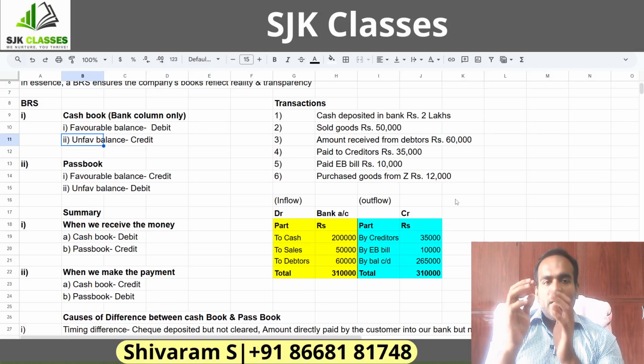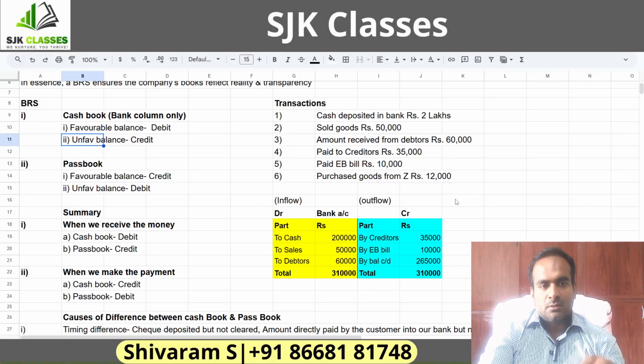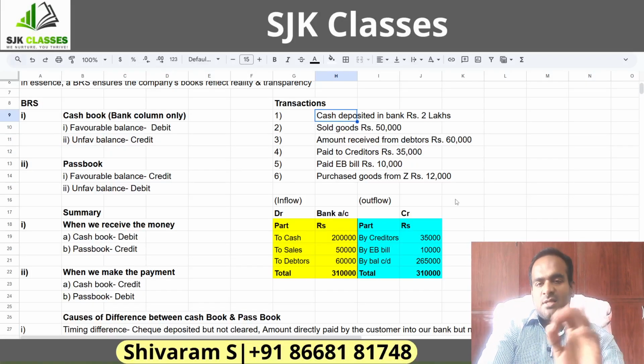Now, why is the cash book debit side called favorable balance? To understand this concept, let's take some basic examples. Cash book debit is favorable, cash book credit is unfavorable. What is the logic for this? It's a very easy one. Let's take up some transactions now.